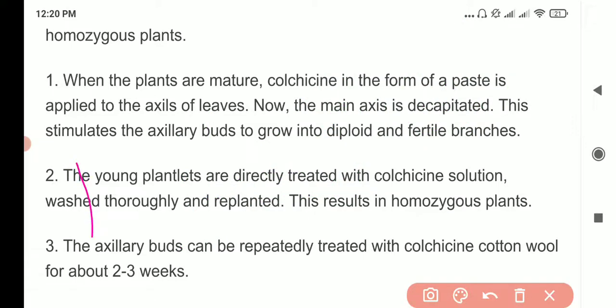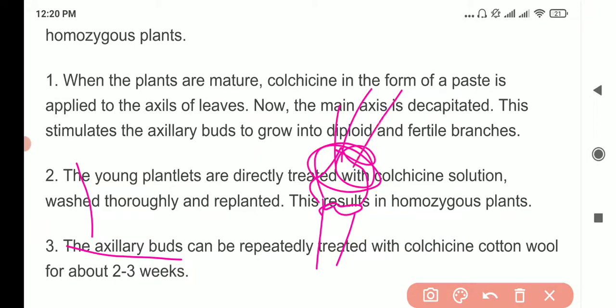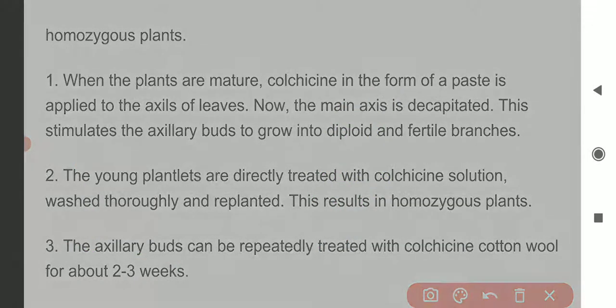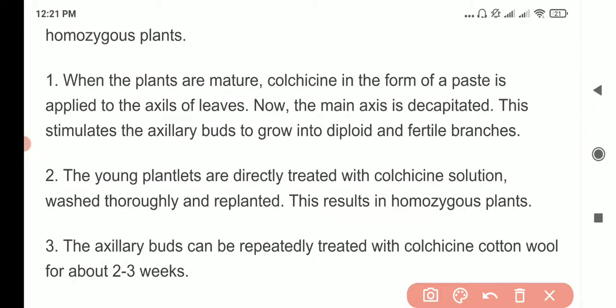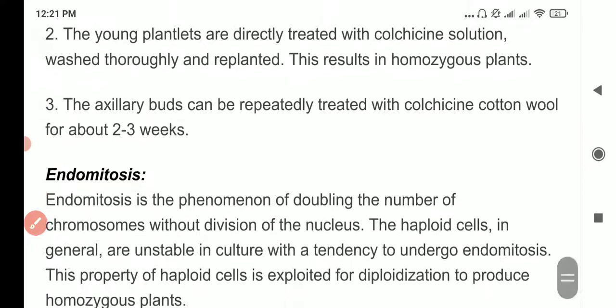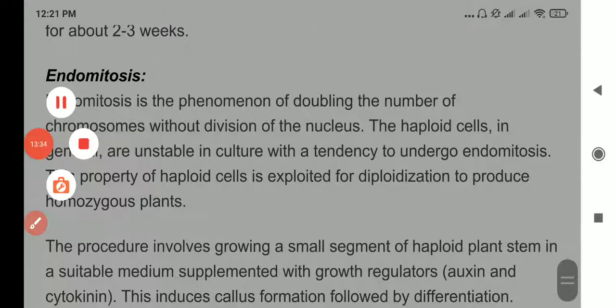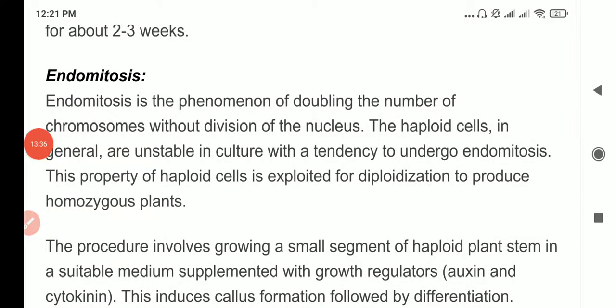Then you can treat the young plantlets directly with colchicine solution, or you can just treat the axillary buds with colchicine. Okay, the young buds, just before they start to grow, you keep adding colchicine here, then they will become diploid. Then you can go with another method, which is endomitosis.